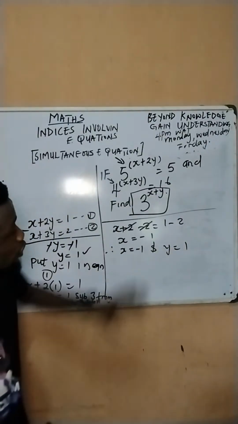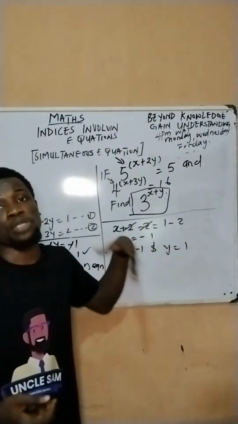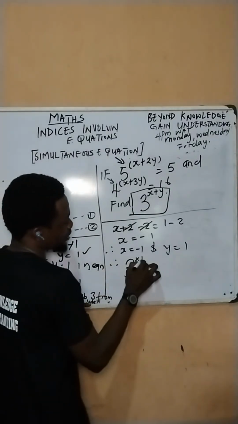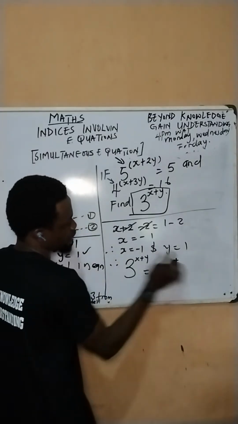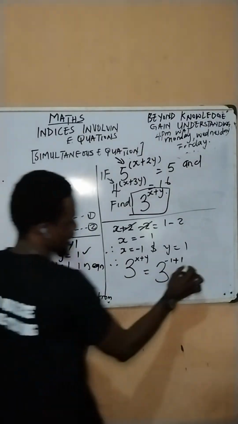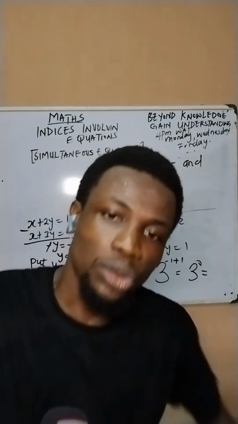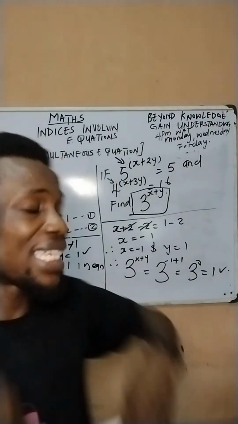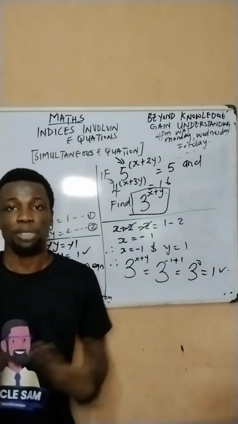But that is not the end, because the question did not ask us to find x and y. The question asked us to find the equivalent of 3 raised to the power of x plus y. So this becomes 3 raised to the power of what? x is minus 1, then plus y is what? 1. This is the same thing as minus 1 plus 1, which gives us 0. So this is 3 raised to the power of 0. And any value raised to the power of 0 equals 1. So that's what you have. We've simplified this whole expression to give us 1. This is how you solve using the elimination method.